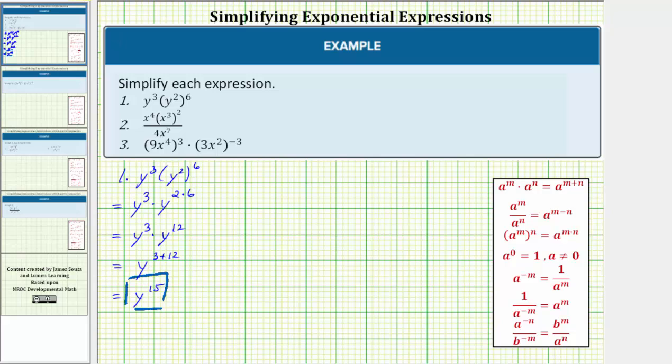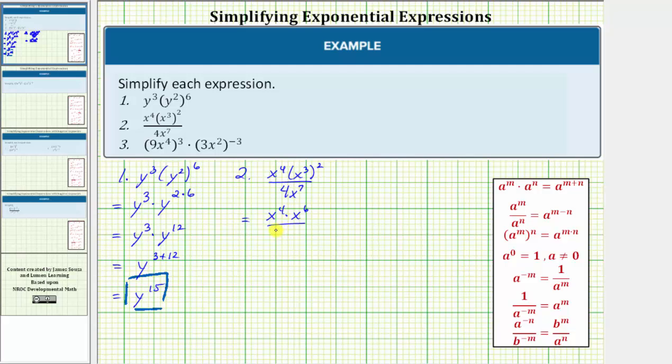And now let's take a look at number 2. In the numerator we have x to the 4th times x to the third squared, all over 4x to the 7th. We'll first simplify the numerator and then we'll simplify the quotient. So looking at the numerator, we'll first simplify x cubed raised to the second power, or x cubed squared, which would be equal to x raised to the power of 3 times 2, or x to the 6th. So the numerator simplifies to x to the 4th times x to the 6th.